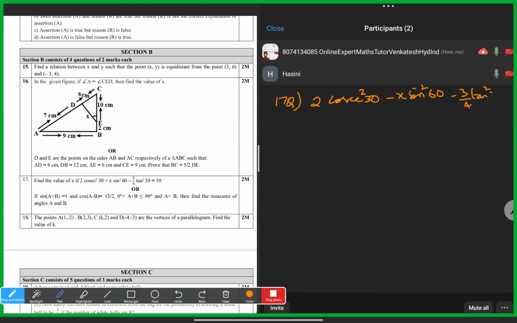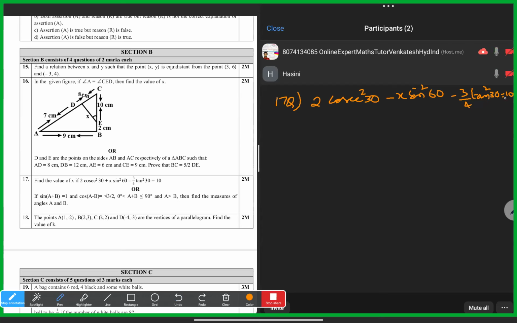Now, there is one table in the trigonometric chapter. When we come to that chapter, I'll explain. Just substitute those values and solve the equation. Solving equations, anyway, you have an idea now, and that is the reason why we are doing this. So now, cosecant 30: there is a table in the trigonometry chapter, and the cosecant 30 value is 2.